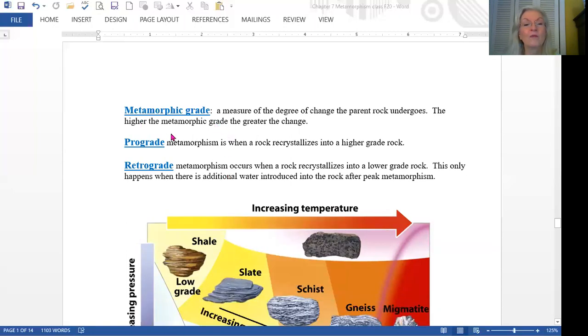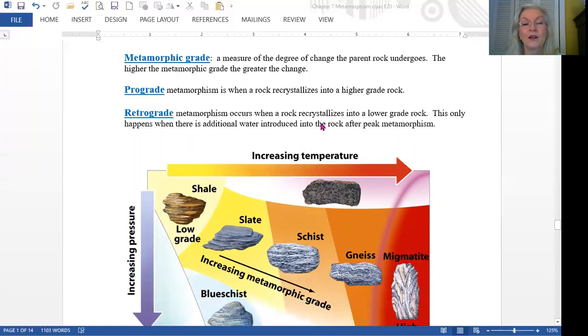So we do talk about metamorphic grade. This is a measure of the degree of change that the parent rock has undergone. So if it's a high metamorphic grade, it has undergone a lot of change. If it is a low metamorphic grade, there's very minor changes going on. You can have prograde and retrograde metamorphism. Prograde means that the rock changes to a higher grade metamorphic rock, and retrograde means it goes backwards, changes to a lower grade one.